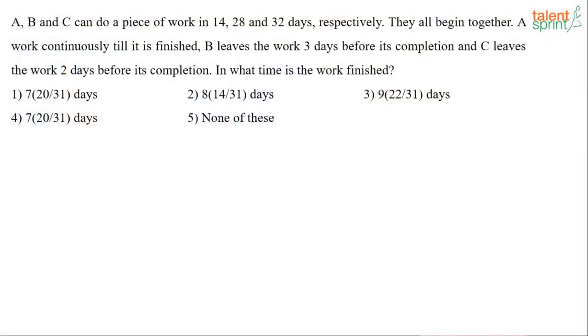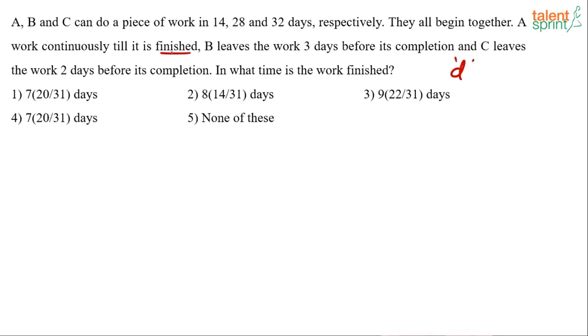Okay, there's one more question on time and work. Let's take this. So three questions on time and work in the last paper. A, B, and C can do a piece of work in 14, 28, and 32 days respectively. They all begin together. A works continuously till it is finished. B leaves the work 3 days before its completion, and C leaves the work 2 days before its completion. In what time is the work finished? Immediately, what will you do? Let's assume the work takes D days. The total number of days is D.